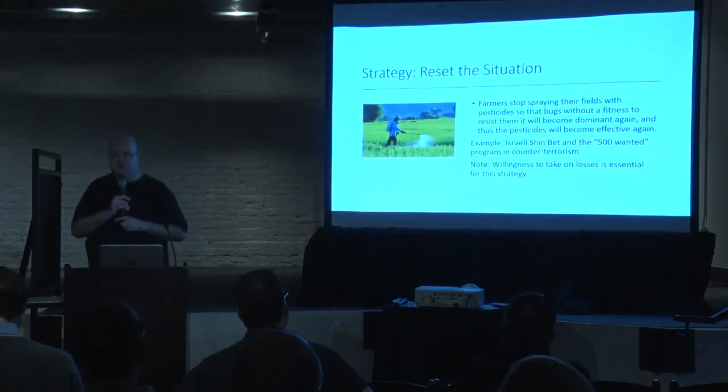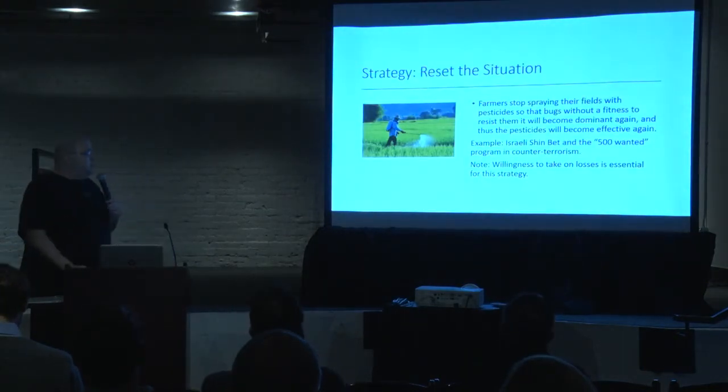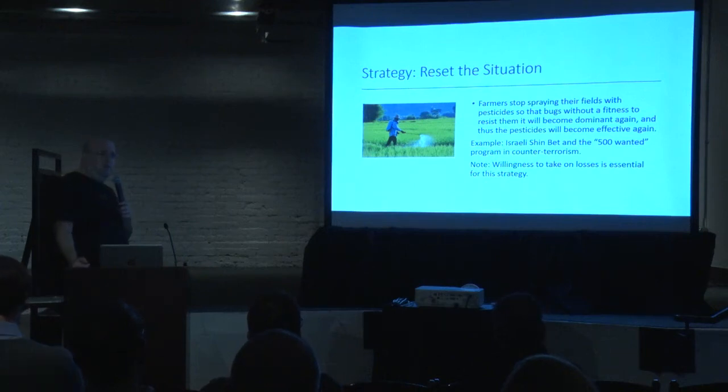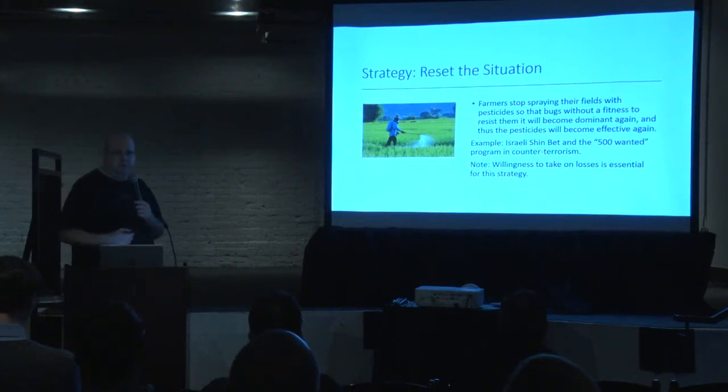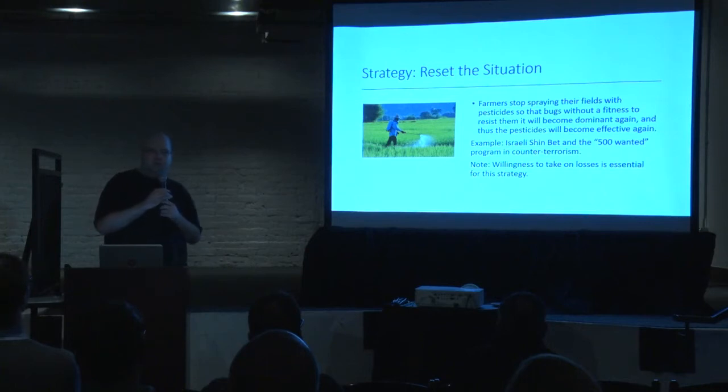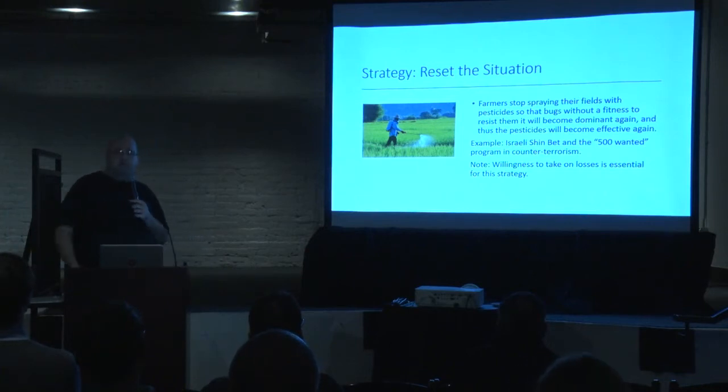So the first strategy: reset the situation. With original superbugs, not antibiotics, but rather spraying fields with pesticides, the local bugs would grow resistant. So you'd come and say, okay, let's stop spraying for a year or for a season, and the previous bugs will gain in fitness and we'll be able to spray again. So we're resetting the situation.